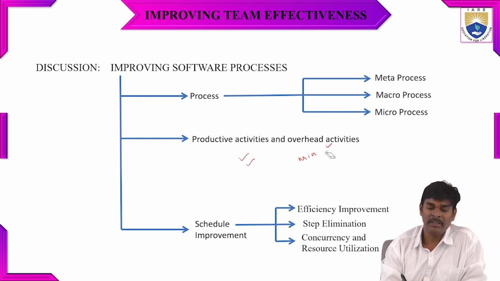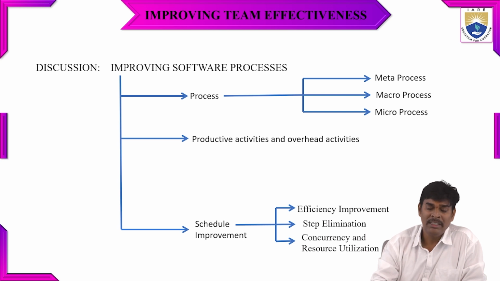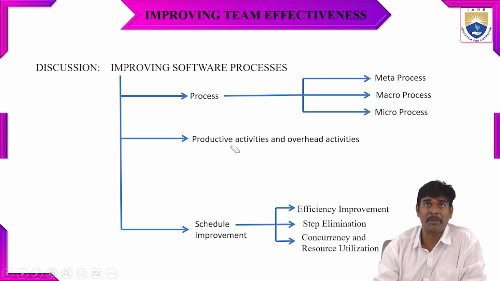For the overhead activities, we should not rework, and we should not reschedule any activities during the process of the project. So we get more profit and accuracy, and the productivity performance is very high. And how do we improve the schedule? We have 3 steps. The first one is efficiency improvement.